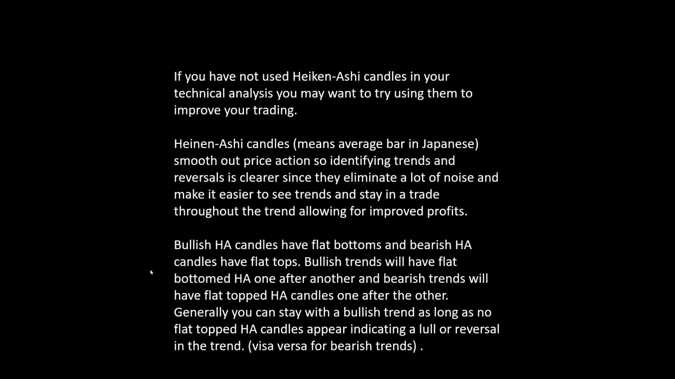There are two different kinds of candles we look for. There's what's called a bullish HA, or a bullish Heiken Ashi candle. We'll be abbreviating Heiken Ashi as HA. The bullish Heiken Ashi candles have flat bottoms, and bearish Heiken Ashi candles have flat tops. Wicks and tails on Heiken Ashi candles don't mean the same thing as wicks and tails on standard candles. Bullish trends will have flat bottomed Heiken Ashi candles one after another, and bearish trends will have flat topped Heiken Ashi candles one after the other.